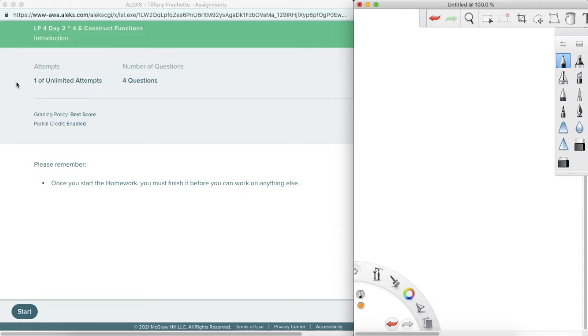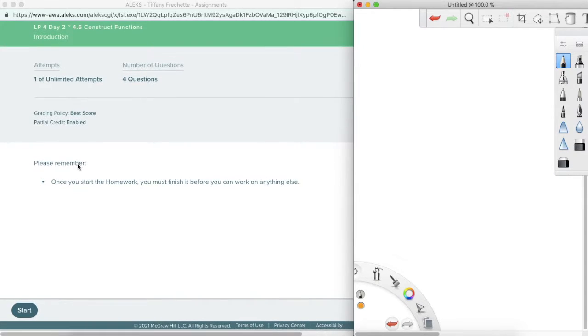The second piece here is the attempts. We always have unlimited attempts on the homework assignments, the quizzes, and the tests. So you can come in and complete the assignment as many times as you would like. This particular assignment has 4 questions. It depends on the section how many questions there will be. Grading policy is always best score, so whichever attempt is the best one is the one you keep. Partial credit's enabled, so if you answer 1 of 4 questions correctly, you get credit for that 1 question, or however many you answer correctly.